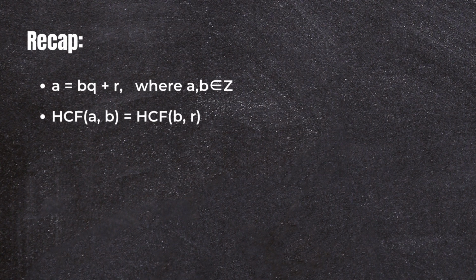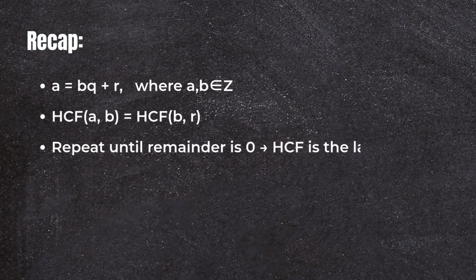To recap, a equals bq plus r, where a and b are two integers. Observe that any common divisor of a and b divides r, and so the HCF of a and b equals the HCF of b and r. Repeat these steps until the remainder is 0. The last non-zero divisor is the HCF.